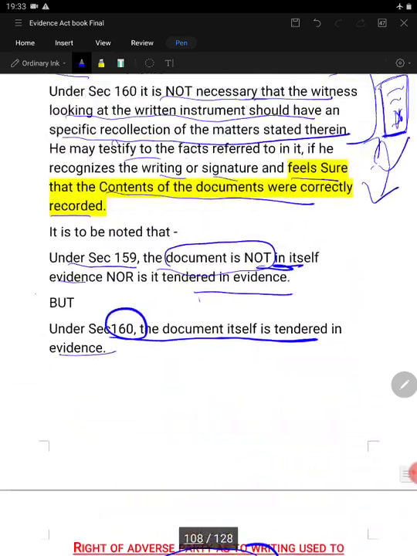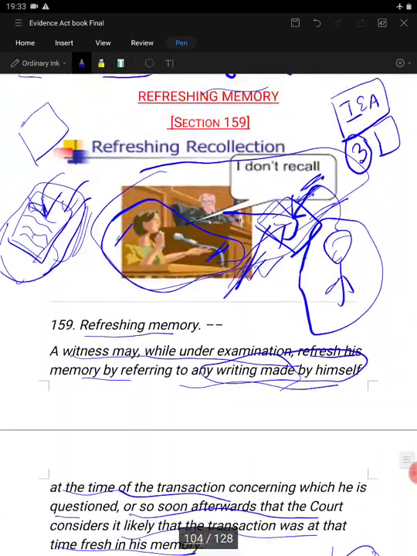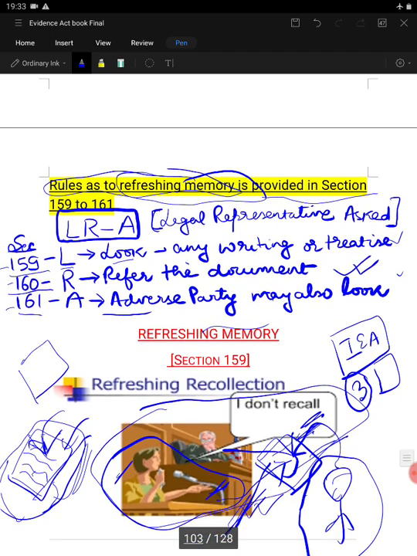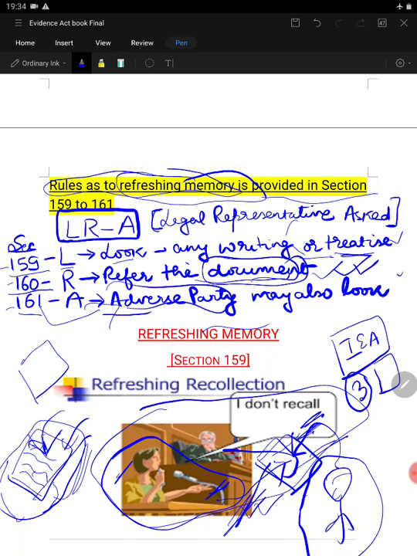So these are the three sections which are related to the refreshing of memory. That is section 159, which says that the witness may look into any writing made either by himself or by any other person, or an expert may look at any treatise. If a document itself is in question, he may refer to that document to be true, though he may not have a specific recollection of it. And section 161 gives the right to the adverse party to look into those documents which are used for refreshing memory and cross-examine the witness on it.